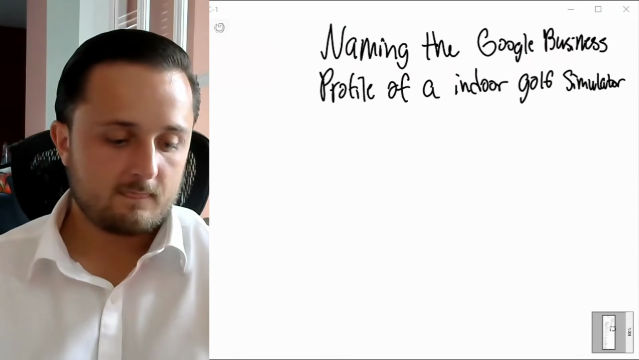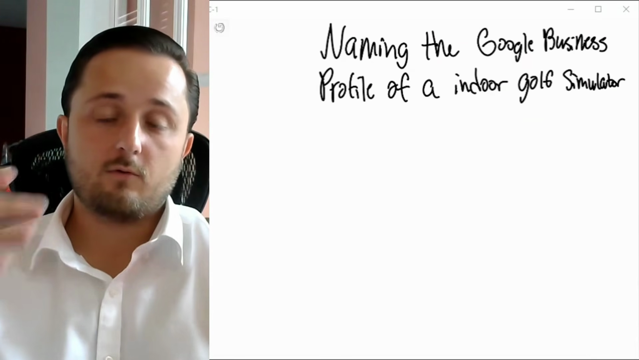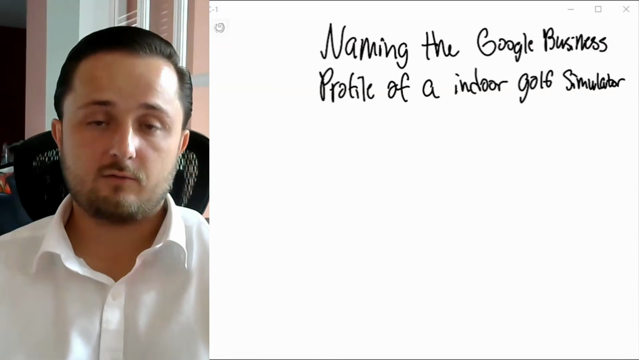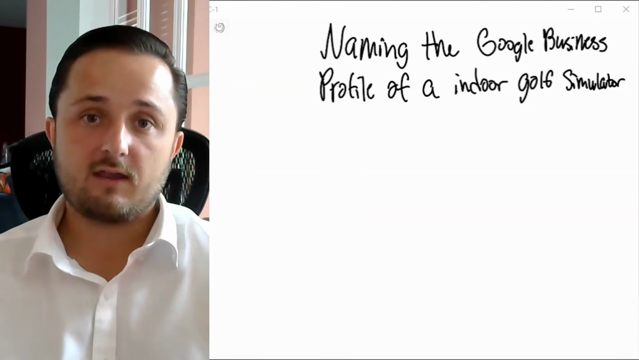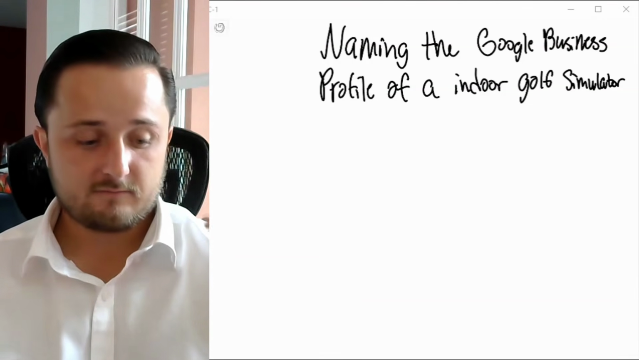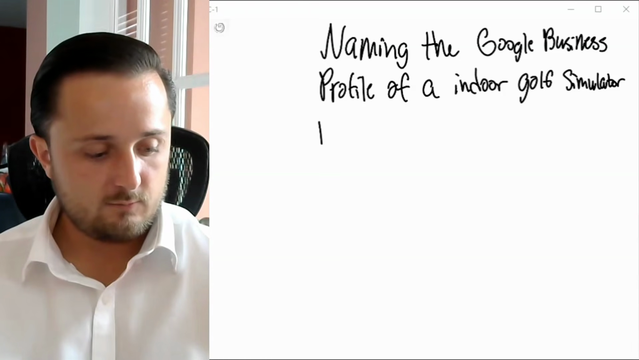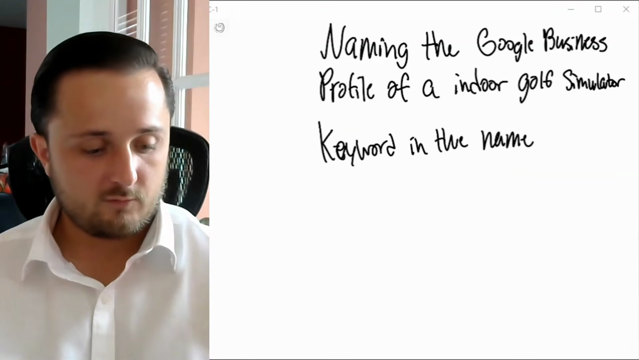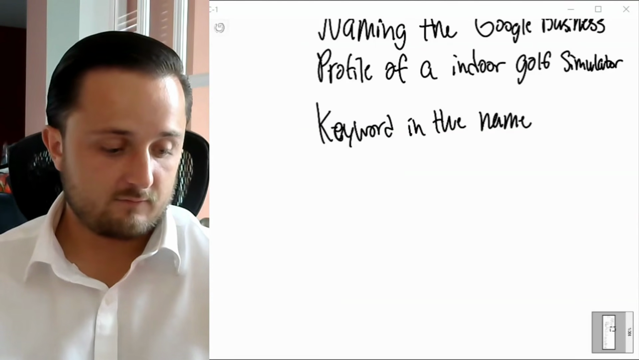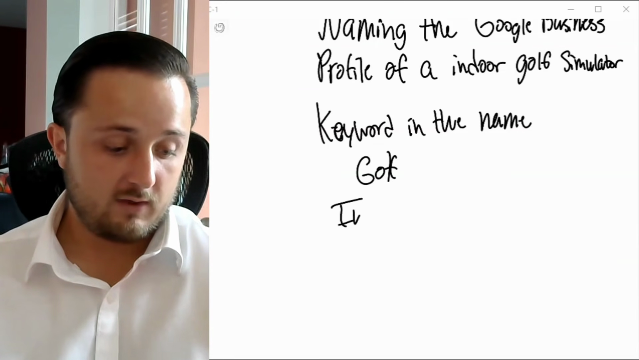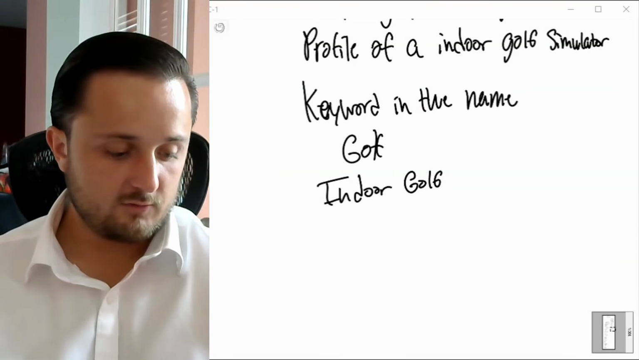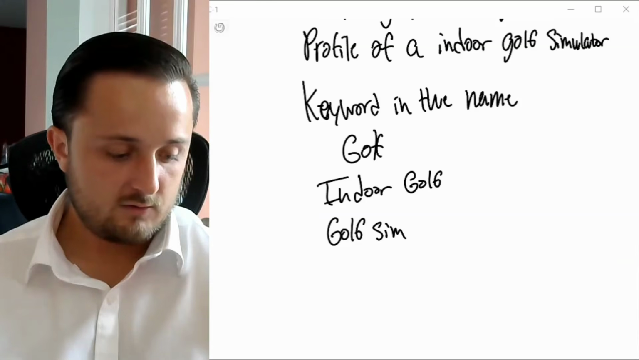Now, when it comes to naming, this is what I tell my clients to do: when we're naming the Google Business Profile for an indoor golf simulator business, we want to have a keyword in the name. What this would look like is you'd rather have golf in the name, or we can also do indoor golf. You can do golf sim. You can do golf simulator.